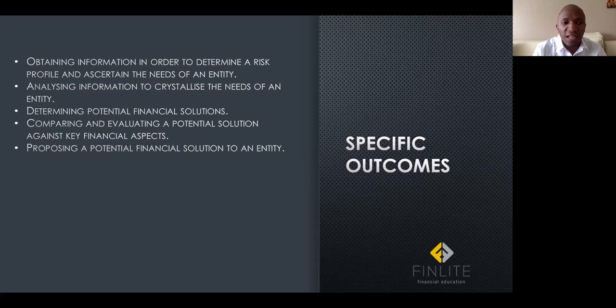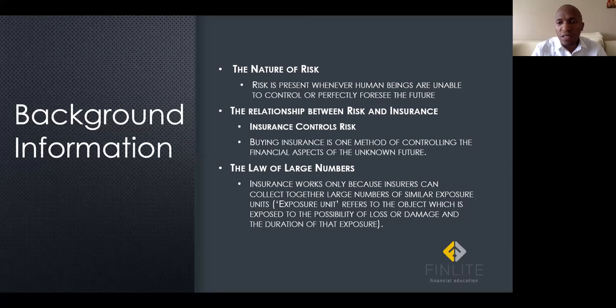an entity, analyzing information to crystallize the needs of an entity, determining potential financial solutions, comparing and evaluating potential solutions against key financial aspects, proposing a potential solution to an entity. So you would know, if you are in the financial services industry already, that needs analysis is one of the core and first components of providing a solution, because you cannot provide a solution if you don't understand the needs of your particular client. Let's go right ahead.